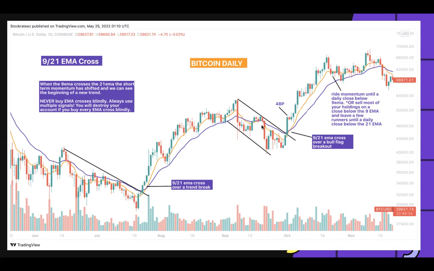All right, so we have this channel right here. We get a 4-bar play as well as a bullish 9/21 EMA cross. Then we ride the momentum until a daily close below the 9 EMA.